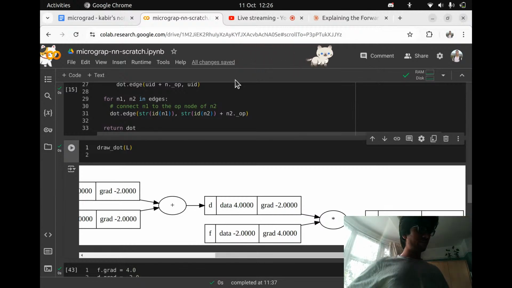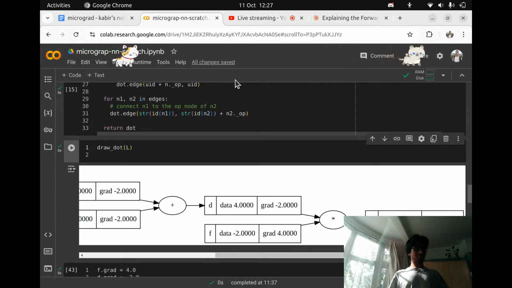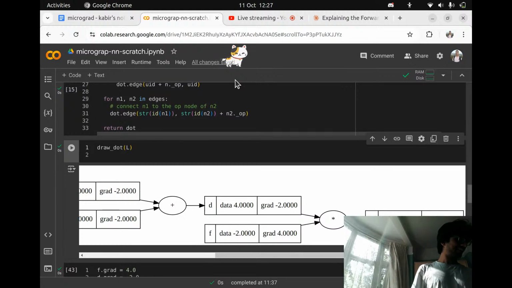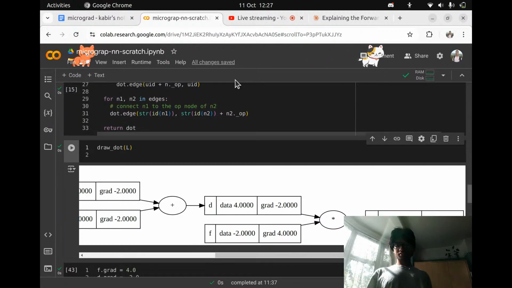Because of this local reasoning that we've done here, we know dd by dc. So how does c impact d? And in particular, this is a plus node, so the local derivative is simply 1.0. It's very simple.